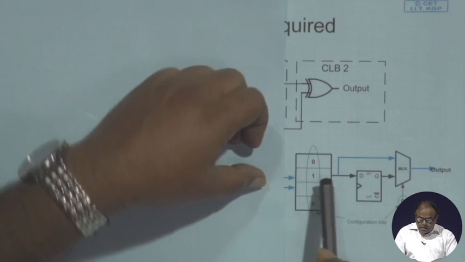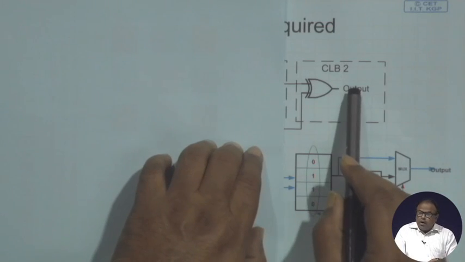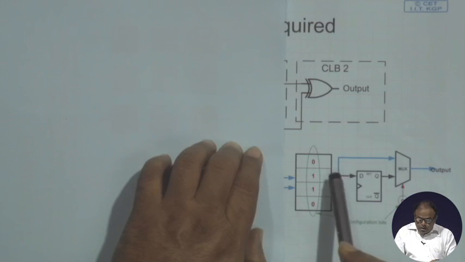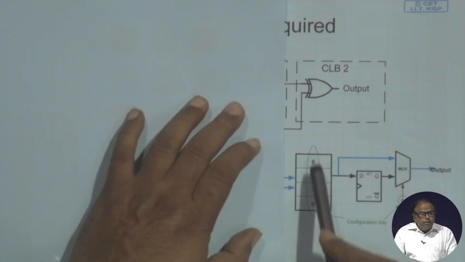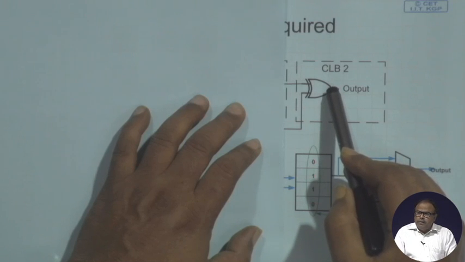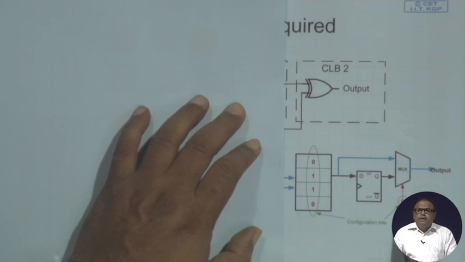So, I take out this, but here the output is directly coming out. Therefore, from this lookup table, again I program the lookup table according to the logic that I want to have here, and I program the multiplexer to have a 0, because I want this output to be propagated to the actual output. This is the actual output. Clear?